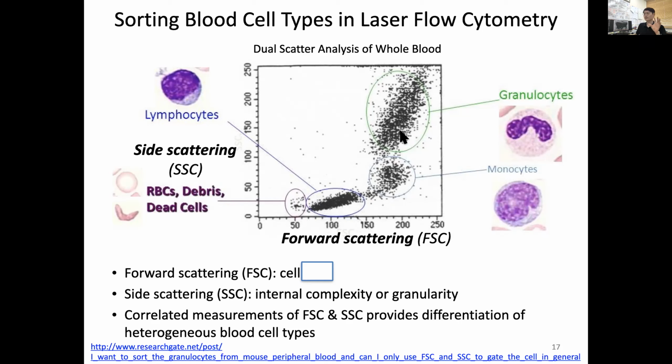So even using this, you can actually count the number of different types of cells in your blood. So forward scattering means cell size. Side scattering represents internal complexity or granularity. And this provides differentiation of the heterogeneous inner side of the blood cell types.